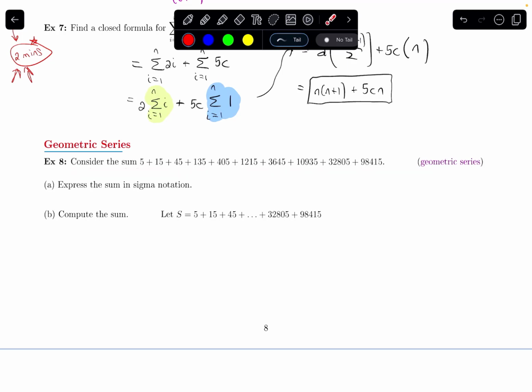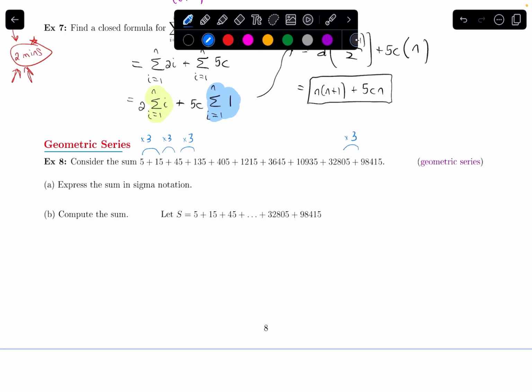This is something called a geometric series, and what that means is there's a pattern to get from one term to the next. To get from 5 to 15, I multiply by 3. To get from that to 45, same thing. Multiply by 3. To get from that to 135, I also multiply by 3. And I keep going like this to get to the last term. I still multiply by 3.